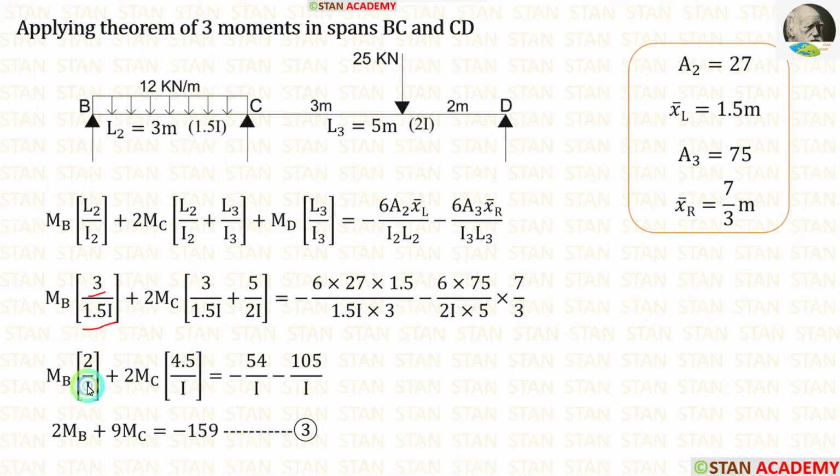3 upon 1.5 we will get 2. When we add these two values we will get 4.5. When we calculate this we will get 54. When we calculate this we will get 105. Let us eliminate I on both of the sides because it is common. Finally, we are getting the third equation.